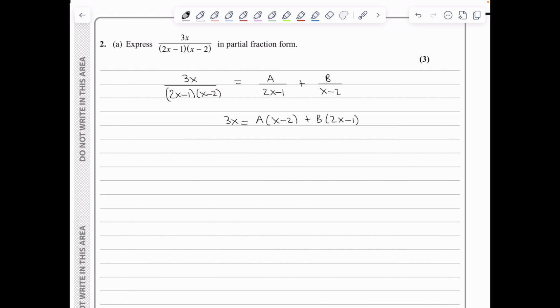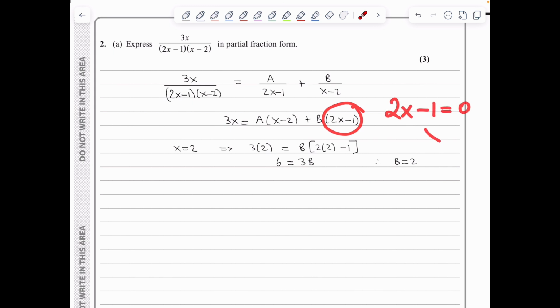So let's set x to be 2, leading to 3 times 2 is equal to b times (2 times 2 minus 1). So we're dealing with 6 being equal to 3b, and therefore b is equal to 2. Now another nice value of x will be the value of x that will make 2x minus 1 zero. So obviously we're looking at x being a half.